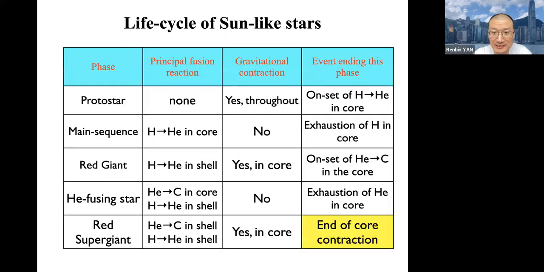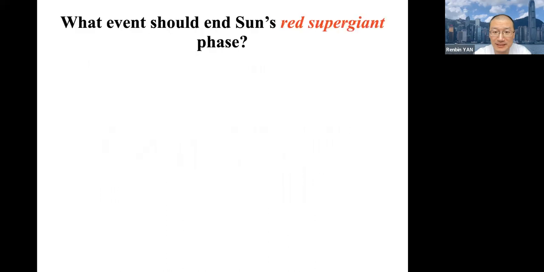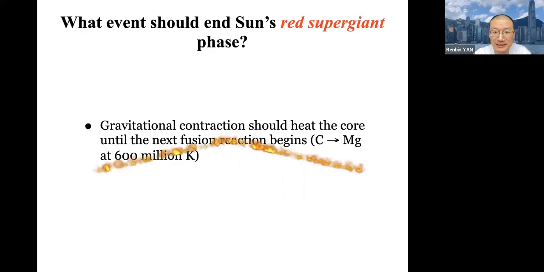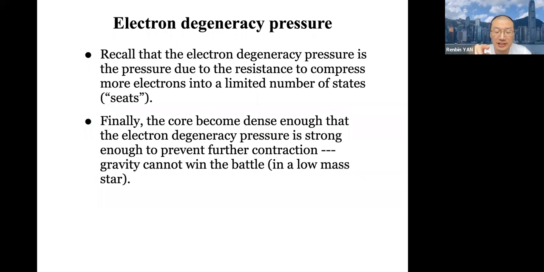Remember that I didn't show the formula here: the electron degeneracy pressure is proportional to density to the 5/3 power, right? So it actually goes faster than density. If you make the density higher, the pressure goes up very quickly. And so you just make the core denser and denser until the point when it is strong enough to support the star. And that's the end of the story, that you cannot contract the core anymore.